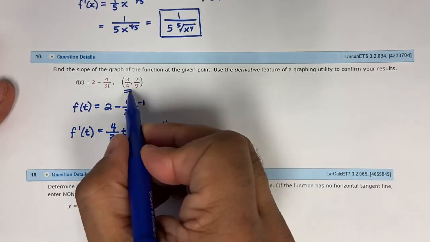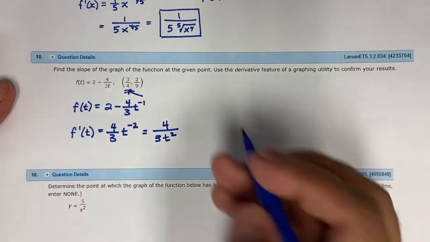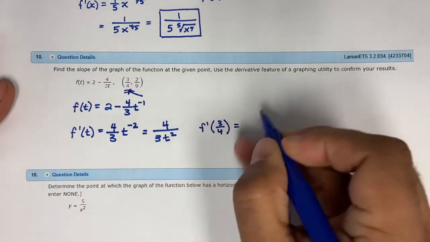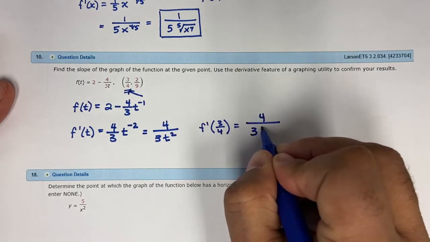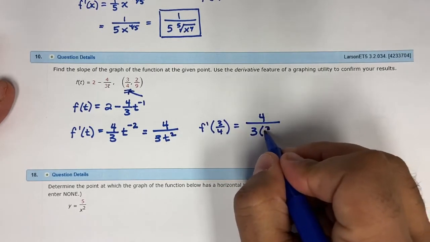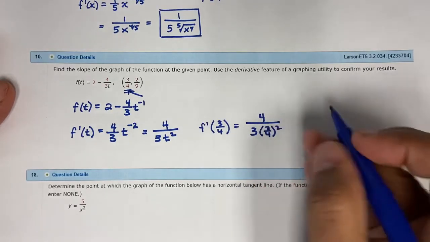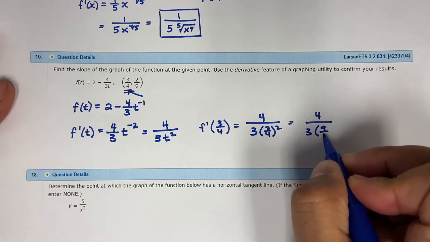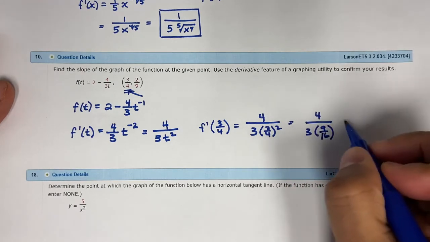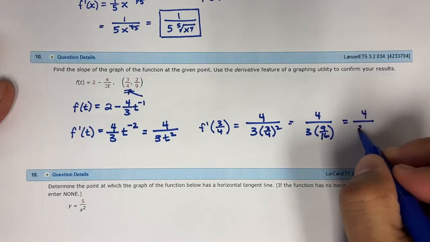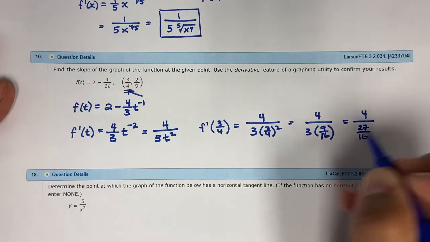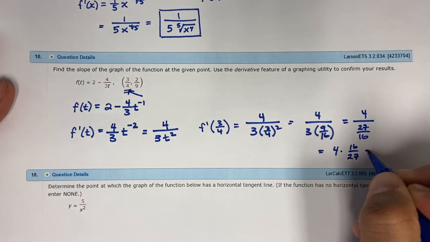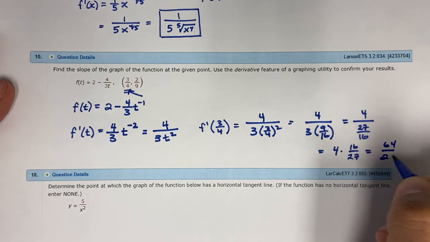And now what I want to do is evaluate that derivative at 3/4, right? So f prime of 3/4 is going to equal 4/3 times that quantity of 3/4 squared. And the rest of the problem is just evaluating that. So squaring the fraction gives me 9/16, excuse me. Multiply by 3, you get 27/16. And multiplying by the reciprocal, you could change that to 4 times 16/27, which gives you 64/27, okay?